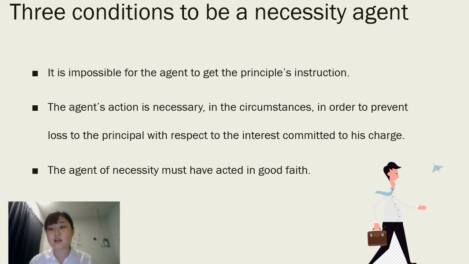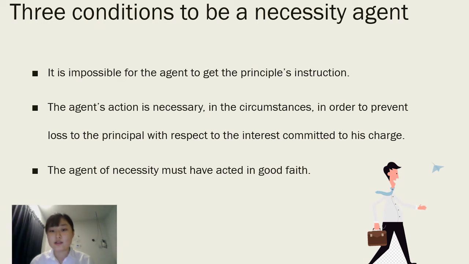To analyze this case, I need to understand the conditions that need to be met to create an agent of necessity. An agency of necessity may be created if the following 3 conditions are met. First, it is impossible for the agent to get the principal's instruction. Second, the agent's action is necessary in the circumstances, in order to prevent loss to the principal with respect to the interest committed to his charge. For example, when an agent sells perishable goods belonging to his principal to prevent them from rotting. Third, the agent of necessity must have acted in good faith.